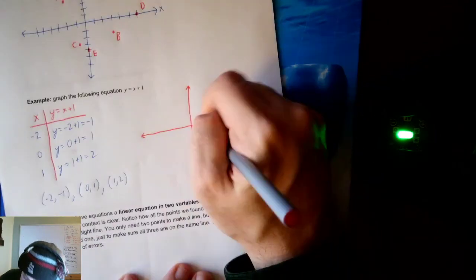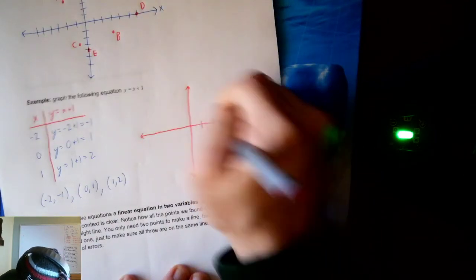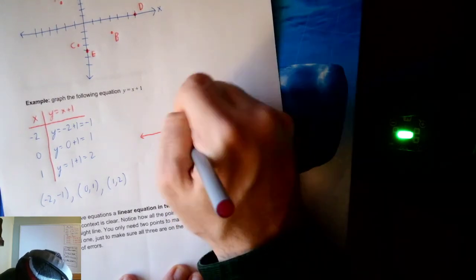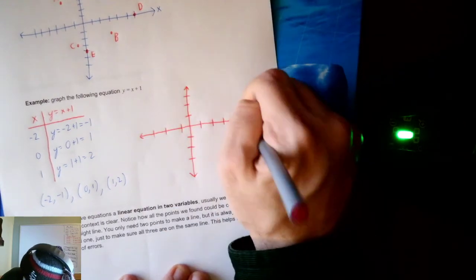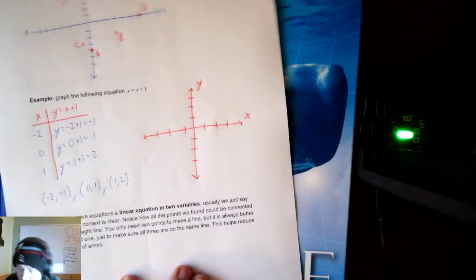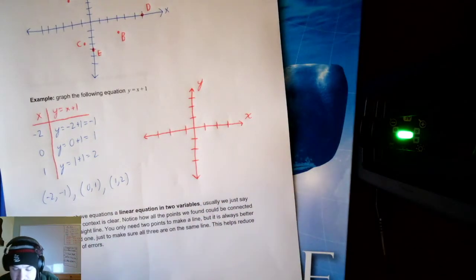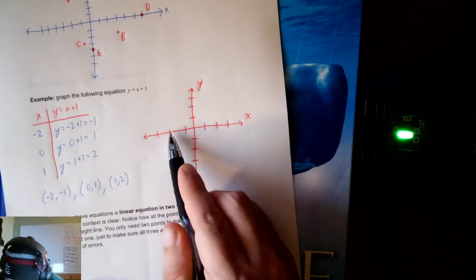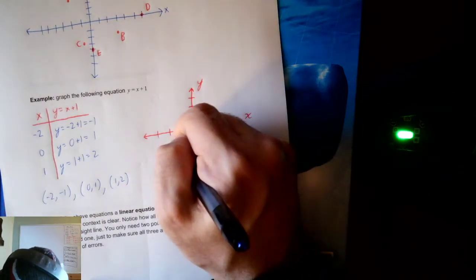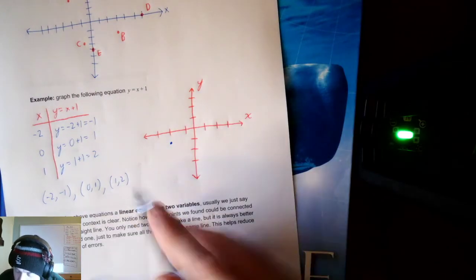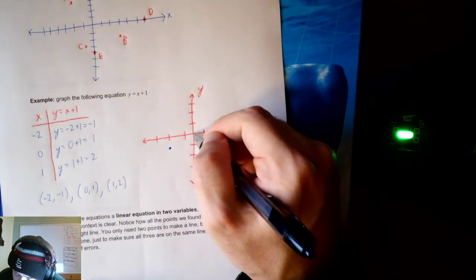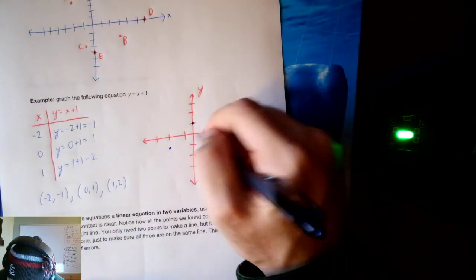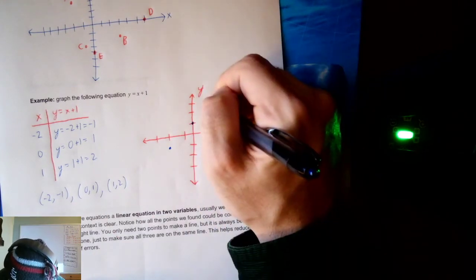Let's see. Maybe I'll go 1, 2, 3 in every direction. I'll label x and y. And now I'm going to put these points on my graph. Let's see, -2, -1 will be 2 left, 1 down, right? Right about there. 0, 1 will be nowhere left and right, up 1. And then 1, 2 will be right 1 and up 2, right?